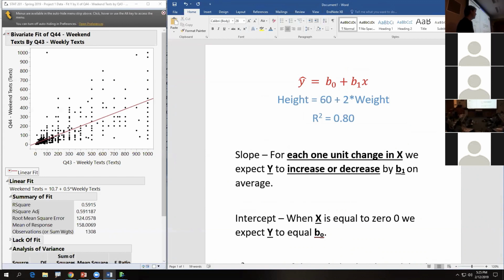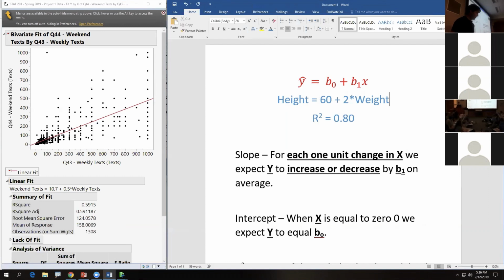When somebody's weight is equal to... wait, what? Does that make logical sense? No, you can't say when someone's weight is equal to 0. I mean, you can say it, but it doesn't make sense. And even if they had a 0 weight or close to 0, would they be 60 inches tall? No. So does everyone understand what an illogical intercept is? An illogical intercept is when you look at the sentence you just said, and it either makes sense, logical, or does not make sense, illogical.